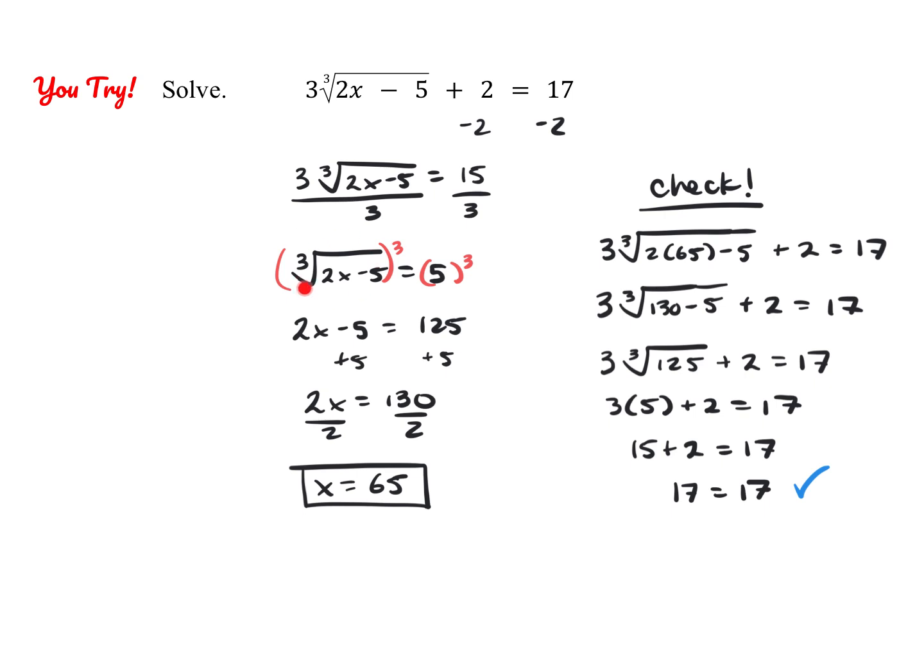So you isolate your cube root term, cube both sides, and finish solving. Before you box, make sure you substitute 65 into the original equation, and without moving anything from the left to the right side or vice versa, simplify and show that the left side equals the right side. And so 65 is a valid solution.